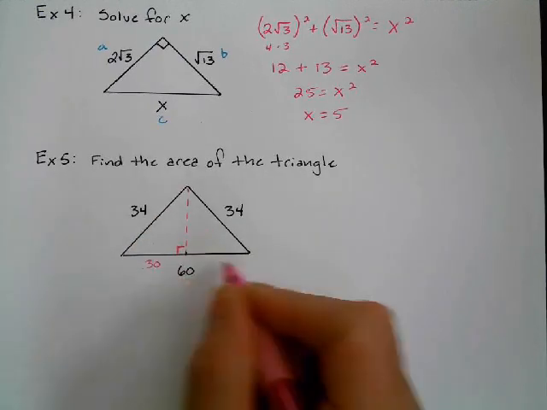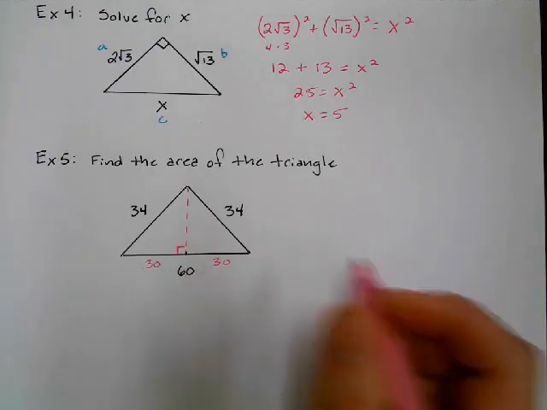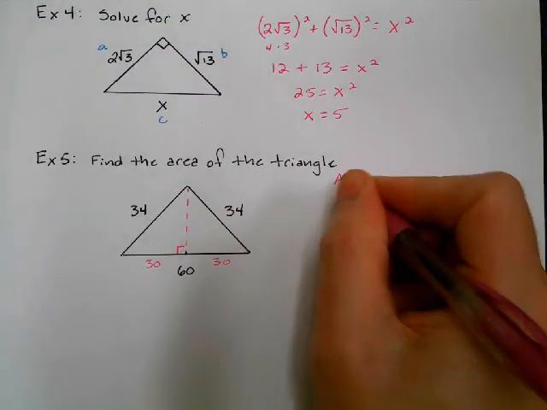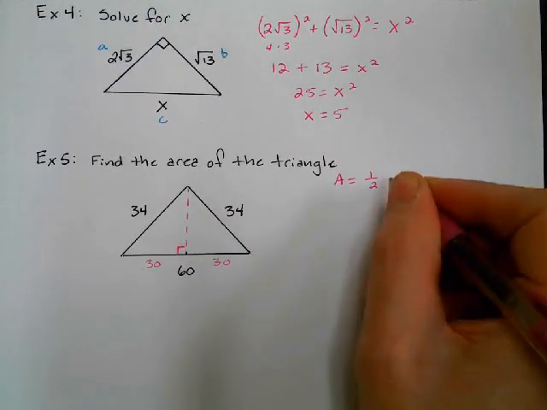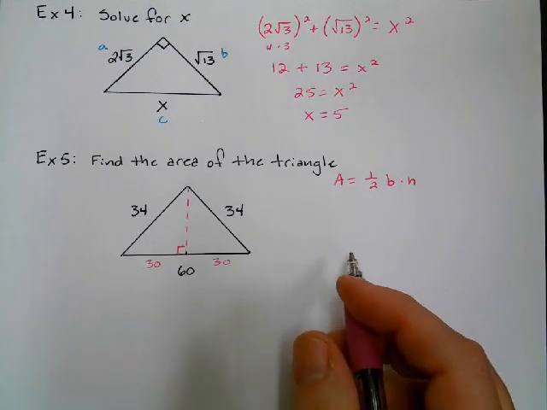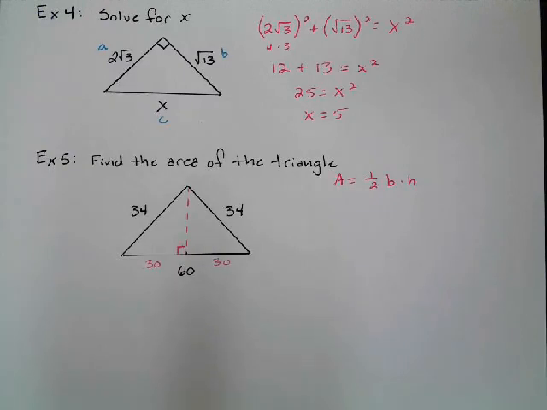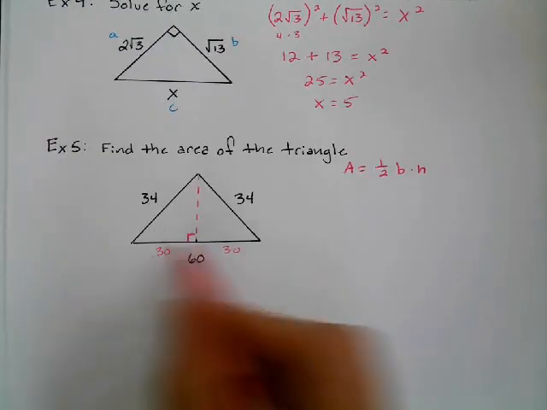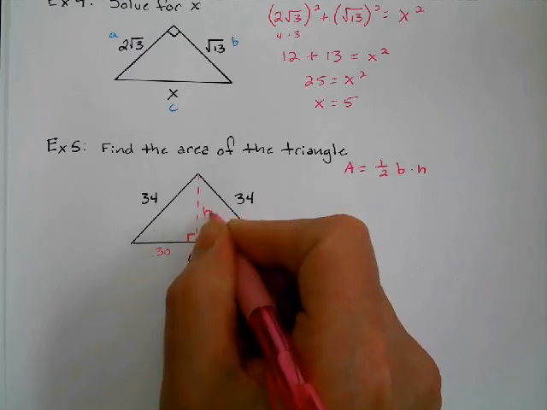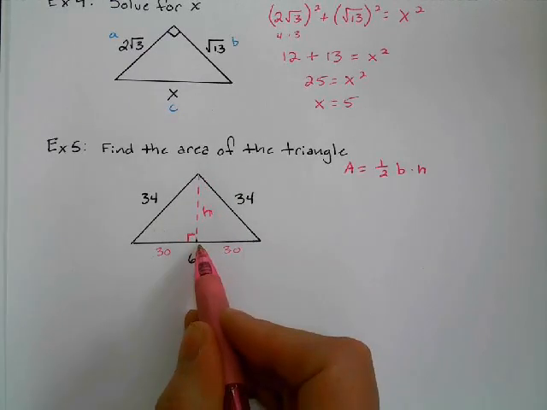So remember, to find the area, the area is 1/2 base times the height. Now the base and the height have to be perpendicular to each other. So 60 is going to be my base, and this is going to be my height. So I need to find the height right there in order to find the area, because I'm going to do base times height.